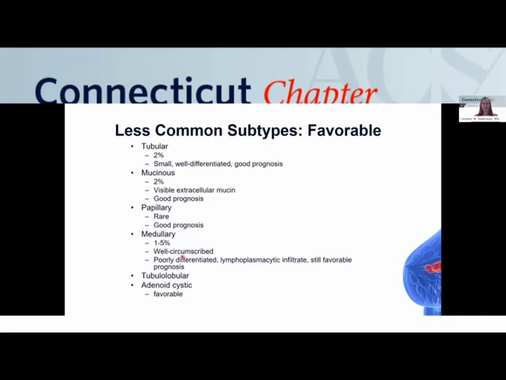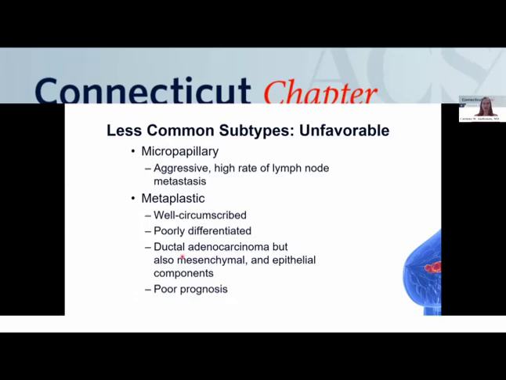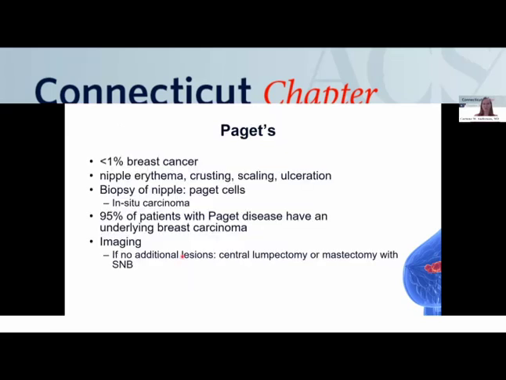Less common subtypes, which are favorable: tubular, mucinous, papillary, medullary, tubulo-lobular, and adenocystic, all very favorable prognosis. Unfavorable subtypes: micropapillary and metaplastic, those both with a metaplastic, very poor prognosis. Micropapillary is aggressive with a high rate of lymph node metastasis.